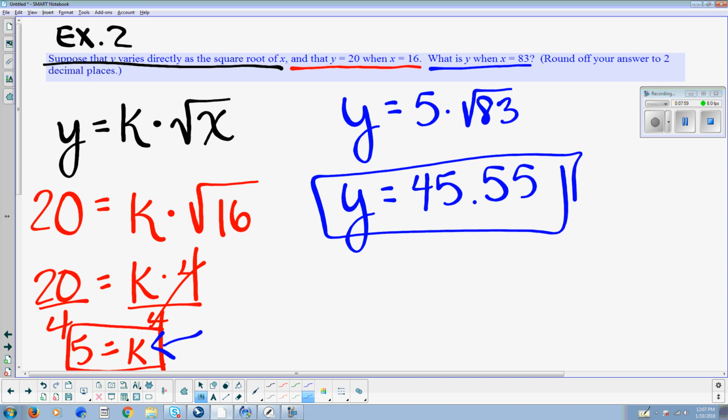So those are the easiest examples of direct and inverse variation. Now we'll get into some more difficult word problems.